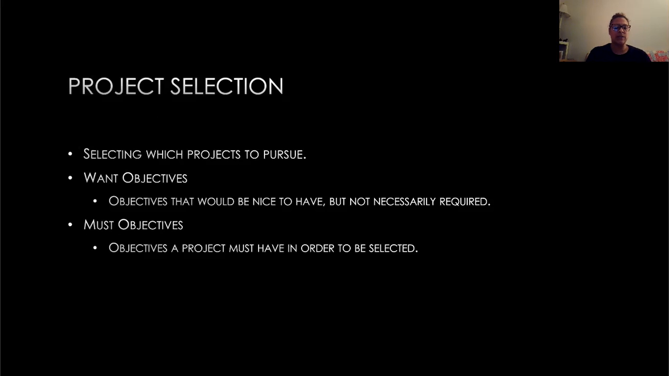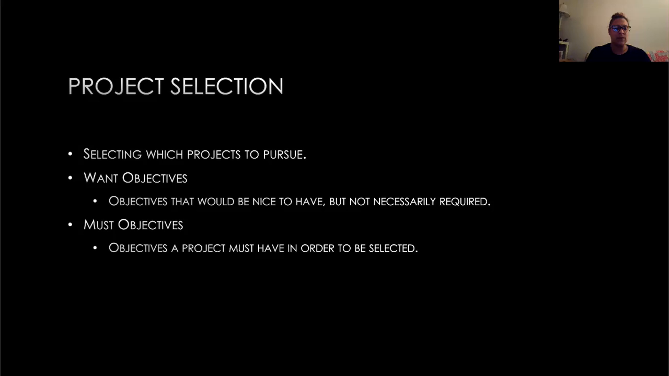Project selection involves selecting which project to choose. Once projects are proposed, they will need to be evaluated. One of the first parts of the project evaluation is defining the must and want objectives for a project. The want objectives are things that would be nice to have but are not necessarily required. For example, the project objective of high quality or low cost.